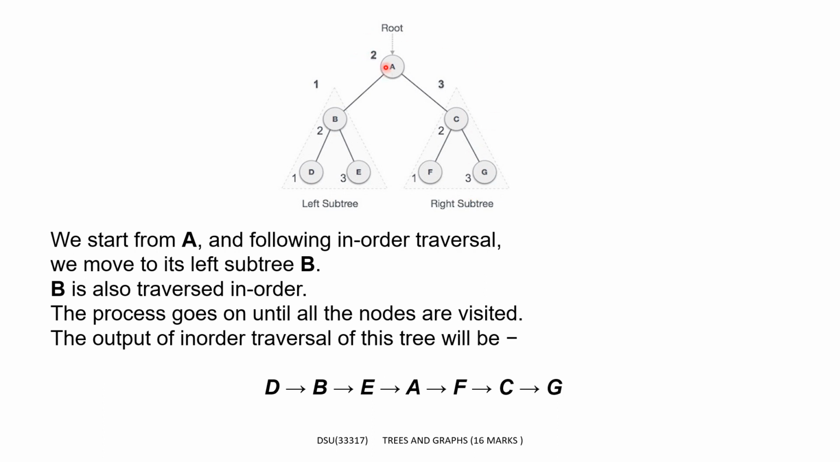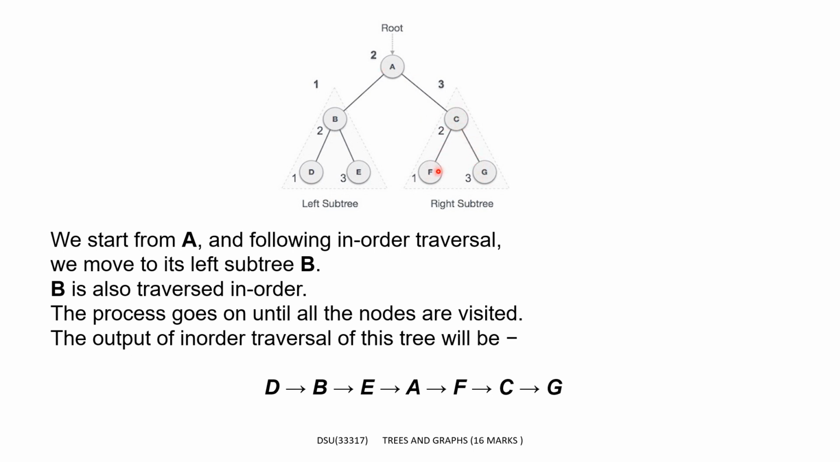So we start from A, and following the in-order traversal, we move to the left subtree B, and B is also traversed in order. Then the process goes on until all the nodes are visited. The output of the in-order traversal of this tree will be first D, then B, because this is a subtree, so we have to traverse left, root, right. So D, then B, then E, and after that there is the root A, and again we have to traverse the right side.